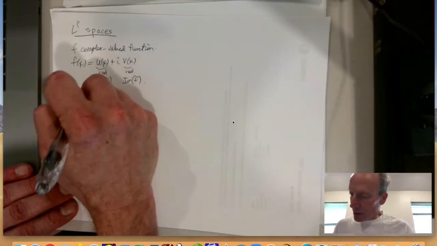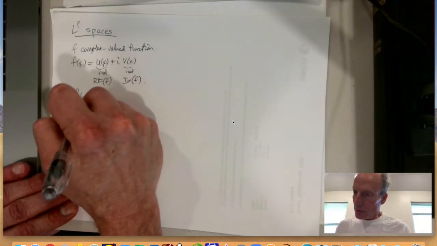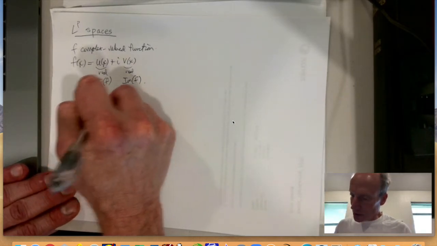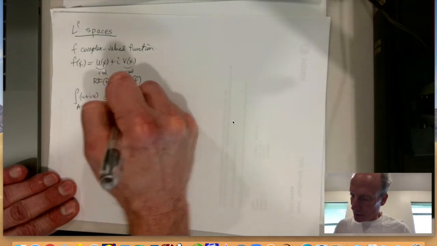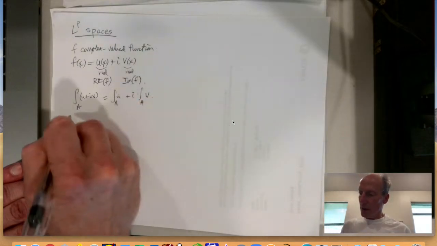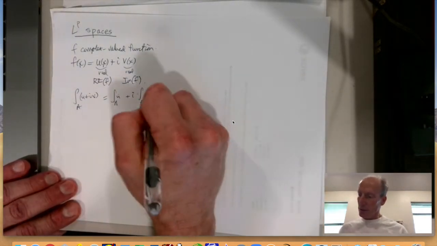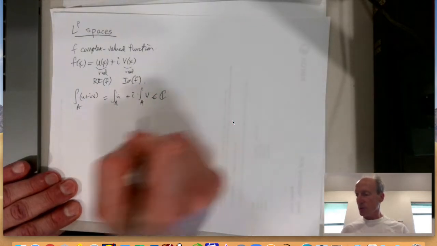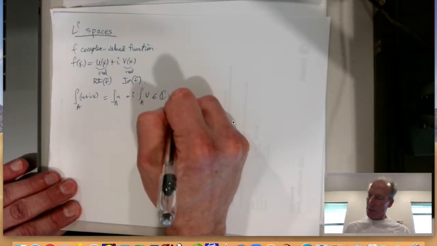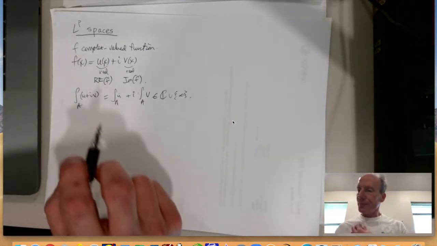The way you define the integral of u plus iv over some set A is just the integral over A of u plus i times the integral over A of v. And then you get a number that's a complex number.